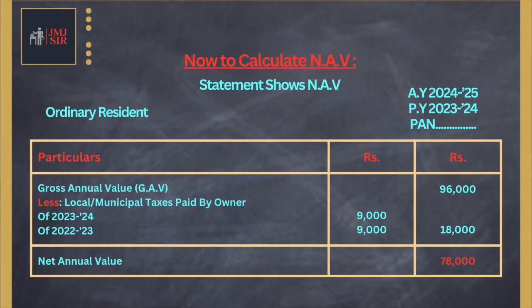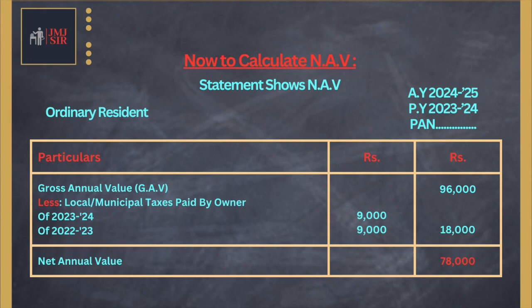Let us now calculate the net annual value by preparing a statement. The ordinary resident status is on the left hand side. The statement shows the net annual value. On the right hand side, the assessment year 24-25 and the previous year 23-24. Both the years are to be recorded on the right hand side at the top of the table, as well as the permanent account number.